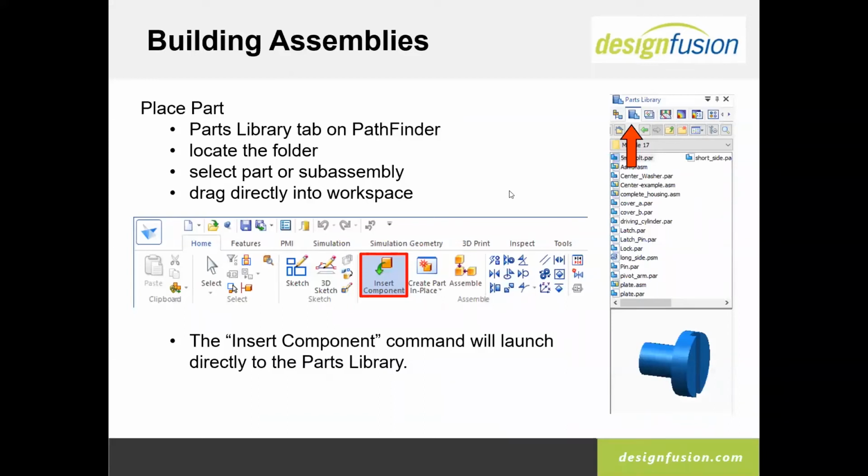So to start, we start by placing a part, and you can do this one of two ways. You can click on Insert Component, which will open up the parts library, or you can go to your edge bar, locate your parts library tab, and open it from here. Parts library is a window into your database. So you search for the folder that contains your part, and then you click on the part, and a highlight will show up in the bottom pane here.